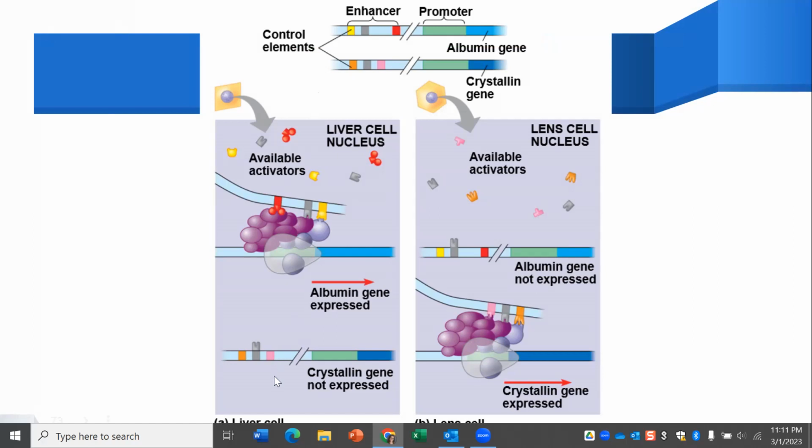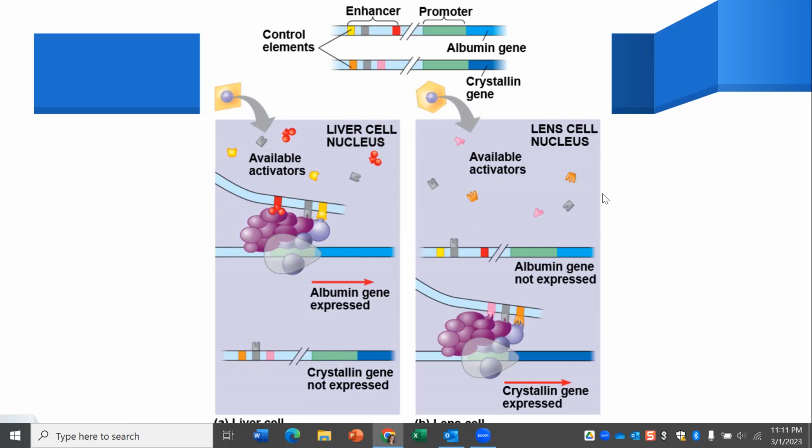So, for example, the liver cell is going to be producing a whole bunch of secretory enzymes, things that are going to be secreted from the cell. And one example is the albumin gene, which produces molecules that the liver needs. And so you're going to have these activators present that are going to cause that particular gene to be expressed in the liver.